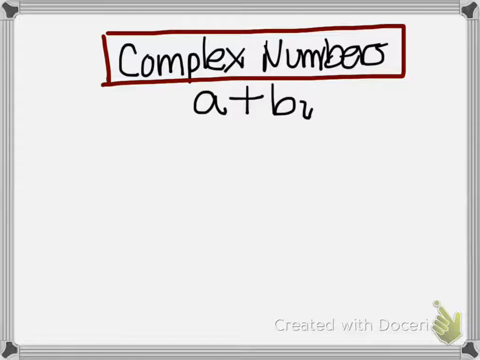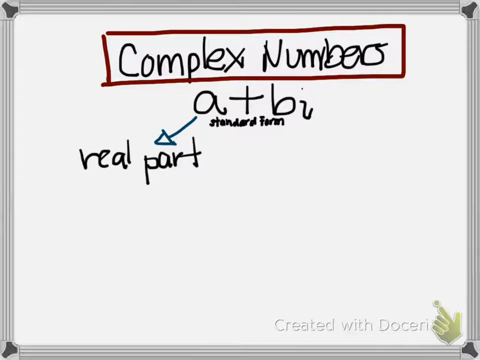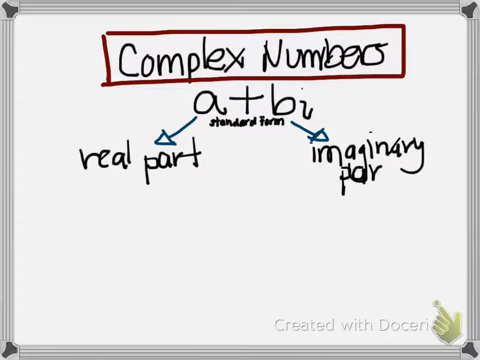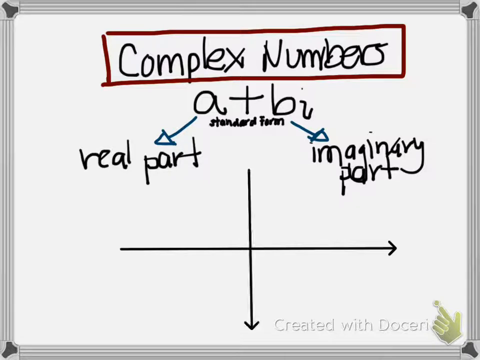This form, a plus bi, is what we know as the standard form of a complex number. The first number in this binomial is what we call the real number part, and that represents a number from the real number set. The second one is what we call the imaginary number. We'll define that in a little bit, but we can graph it on something called a complex number plane, where the x-axis represents the real number part, and the y-axis acts as the imaginary axis.